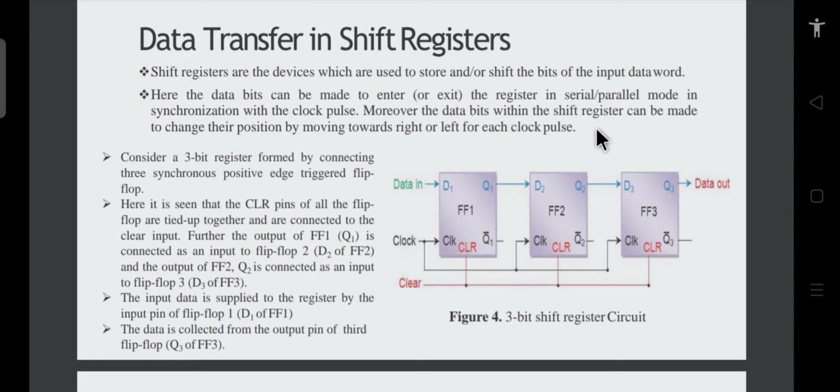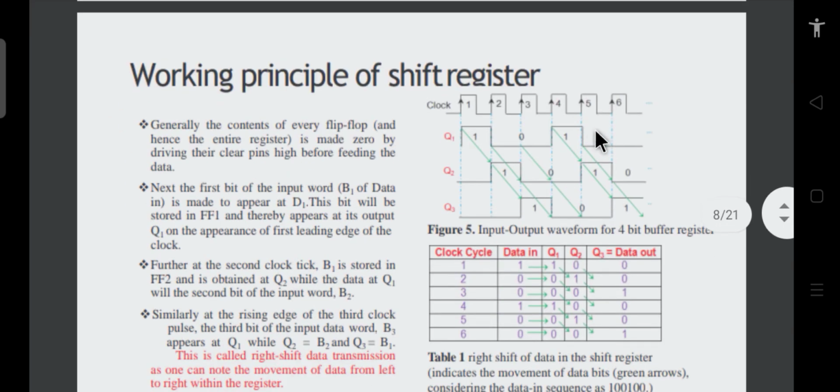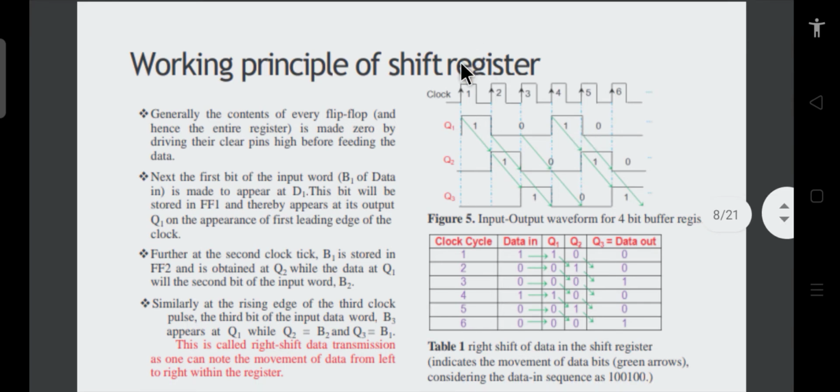Okay, now let's see what happens. In shift registers, whenever you discuss any shift register, only on the occurrence of the clock pulse does the data get transferred. So when the first clock edge occurs, Q1 data will be transferred. You see, this Q1 is loaded on the occurrence of the first clock pulse.